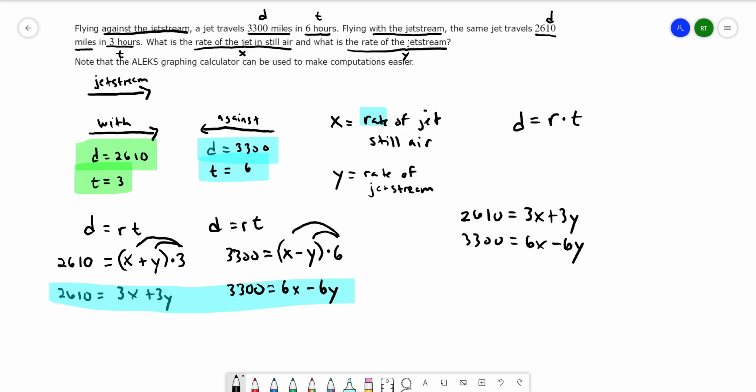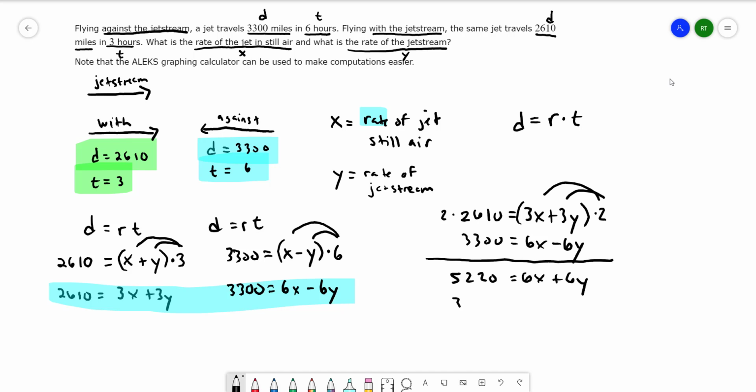And I can clearly see here that my y's are opposite signs already. And all I have to do is multiply the top one by 2 so I can make them the opposite numbers as well. And I'll do that to both sides. Now I'm going to rewrite both equations. 2 times 2610 is 5,220 equals, and I distribute my 2 here. I get 6x plus 6y. And my equation underneath stays the same. And notice my y's are opposites now, which is the goal in elimination method.